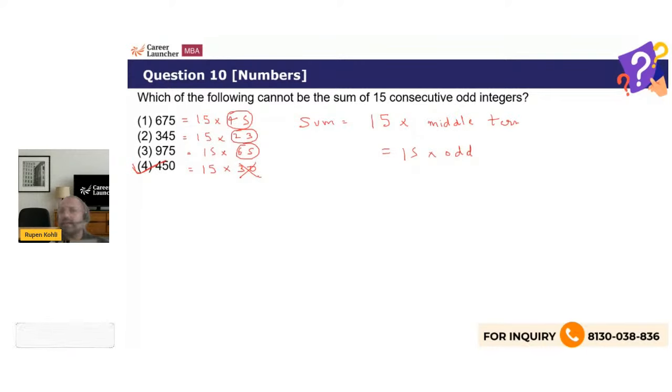Right, so the basic idea of the fact that in an AP, the average is the middle term, right? With 15 consecutive odd integers, we do have a middle term. Remember, middle term does not always exist. It only exists when the number of terms is odd. So with 15 values, the eighth term is the middle term, right? So therefore, that has to be odd.